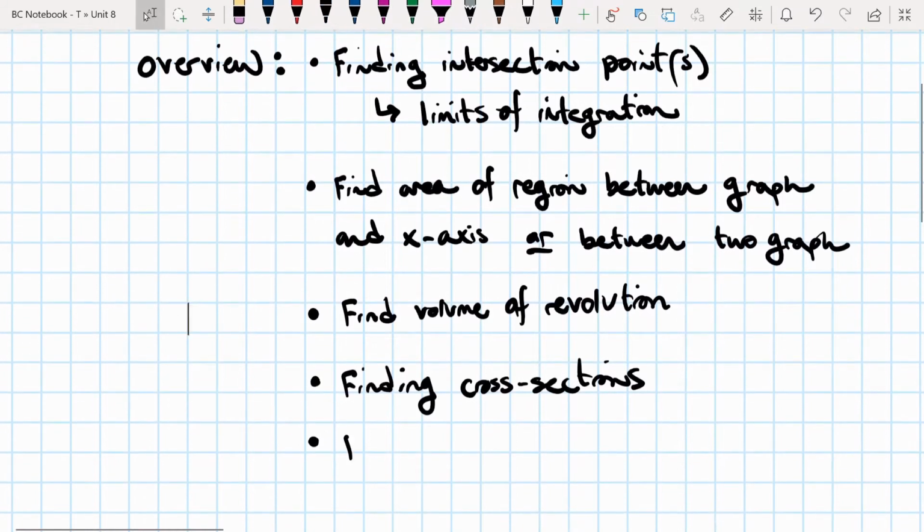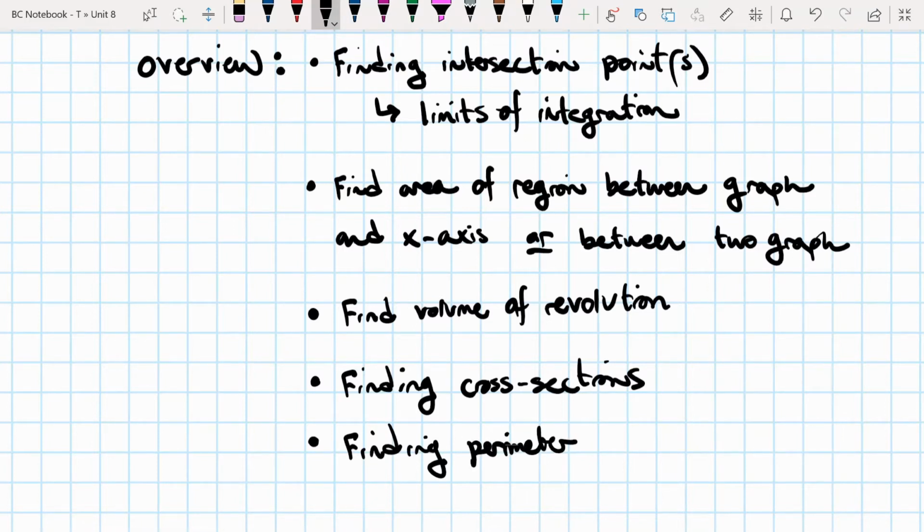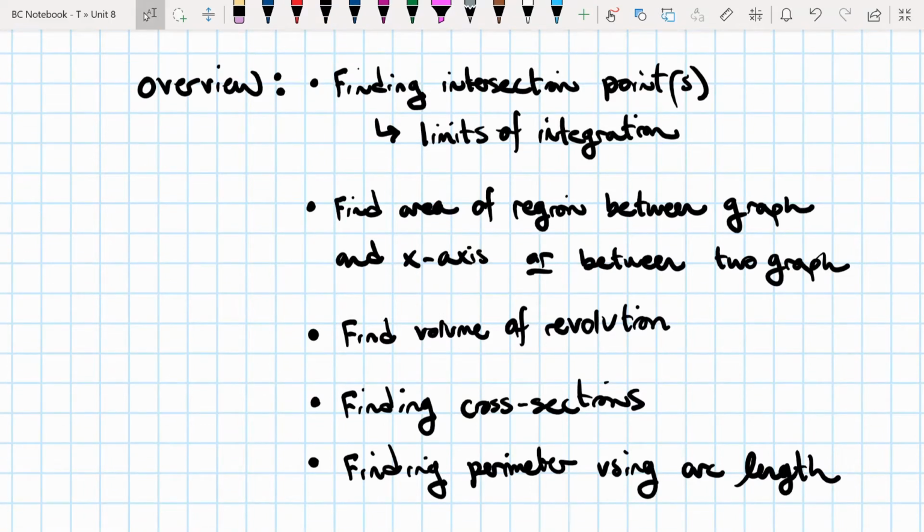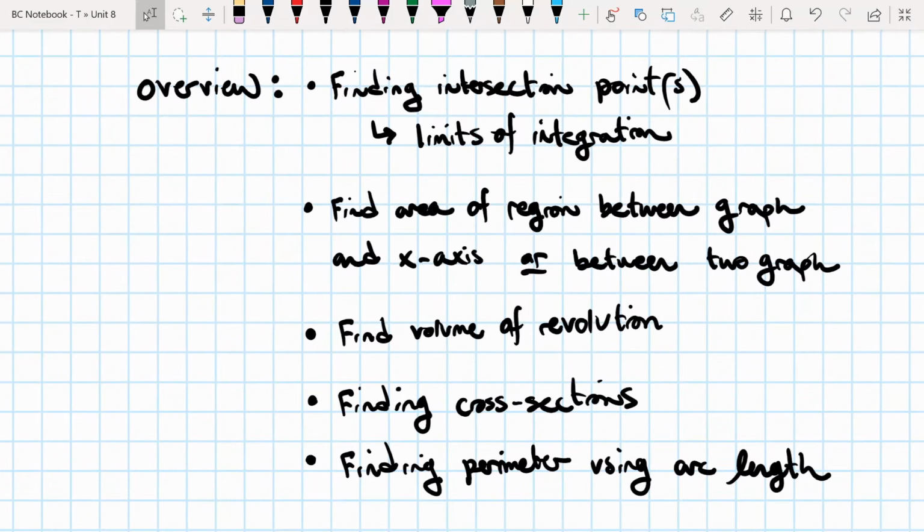And then lastly is finding, this is only for BC, the perimeter of some graph using the arc length formula. Okay, so similar to the last few videos, we're going to go through two FRQs that outline the common questions you're going to see associated with this concept.